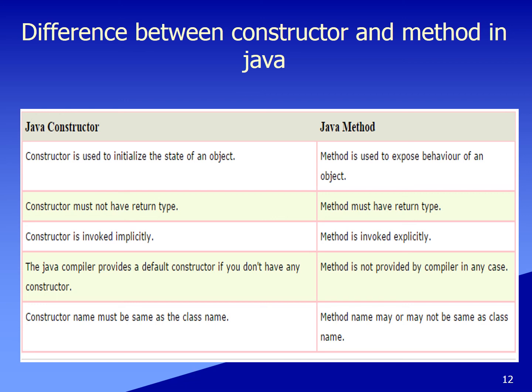The Java compiler provides a default constructor if you don't have any constructor. A method is not provided by the compiler in this case. The constructor name must be the same as the class name. A method name may or may not be the same as the class name; it does not depend on the class. Okay, so up to this point, that is some overview of constructors. Okay, thank you students.